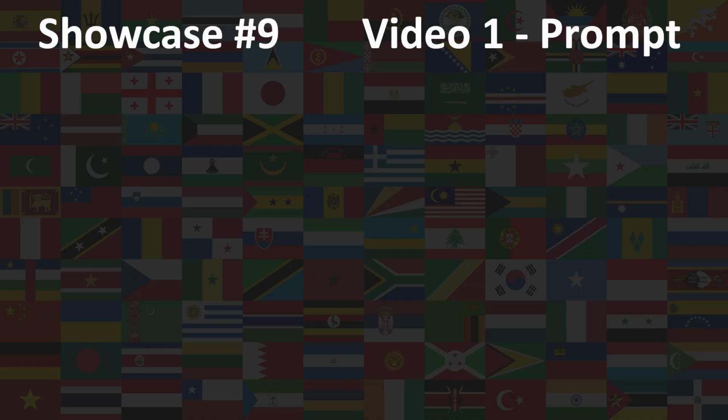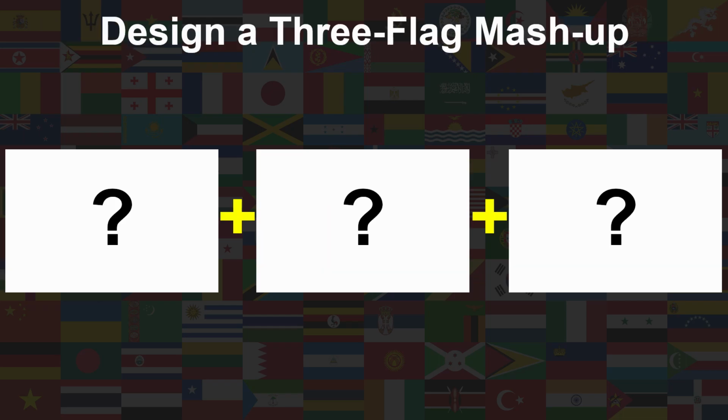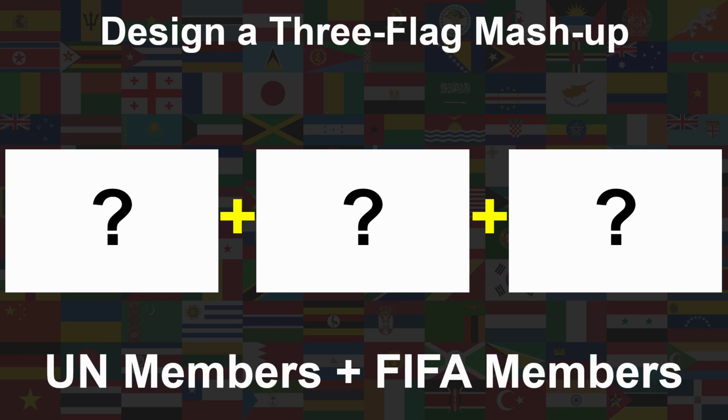This is the prompt video where we tell you the rules of the flag design. For this showcase, we want you to create a 3-flag mashup using elements from national flags. You can use any national flag from all the UN member states and observer states, and also the FIFA Association members. The flags must be the currently used flag and not previous designs.